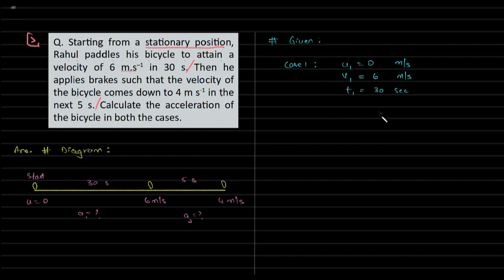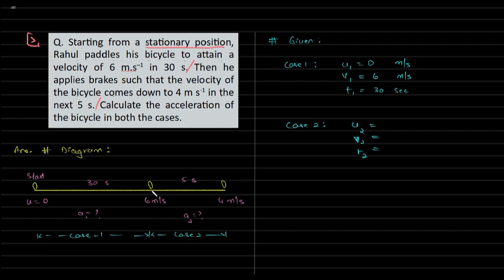Let me talk about case 2 also, since we are writing the given. Case 2. Here, what is the initial velocity? That's my question to you guys. This is u2, v2 and T2. So what is the initial velocity in case 2? Remember, this is case 1, from here till here. And this is case 2.